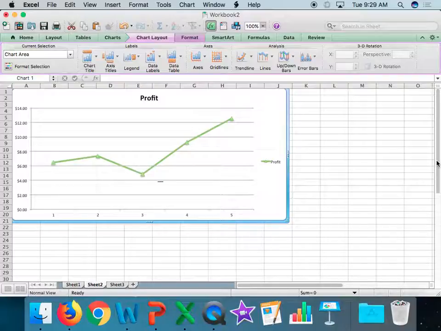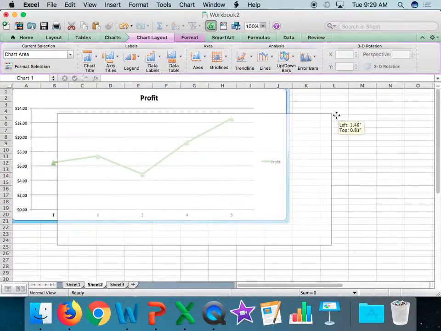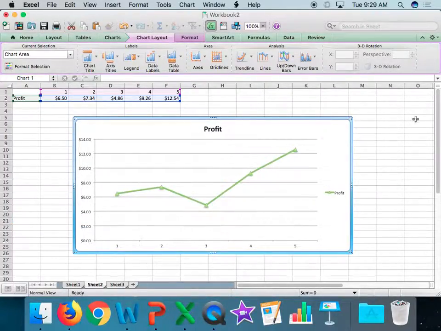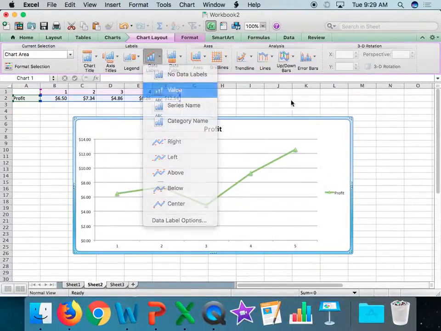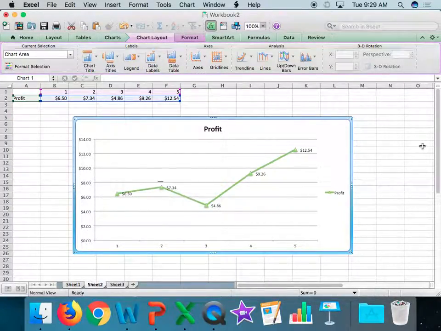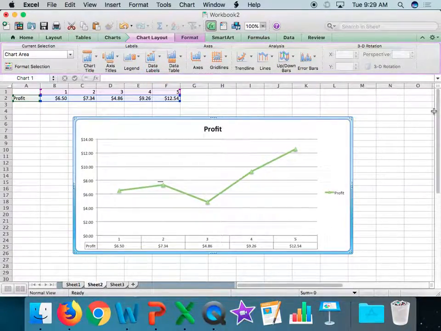No. When you start dealing with decimals, you have two options. The first one is to put data labels in so that it makes it really easy to see what they are. Second option, maybe you don't want that, put a data table at the bottom so it shows exactly what you have. You have one or two options when you're dealing with decimals. Everybody understand? Okay.